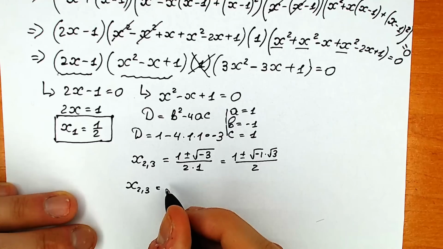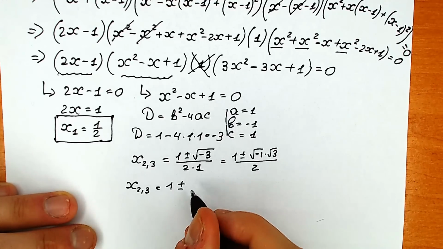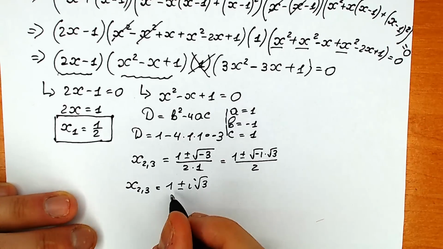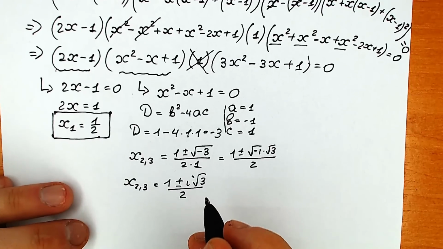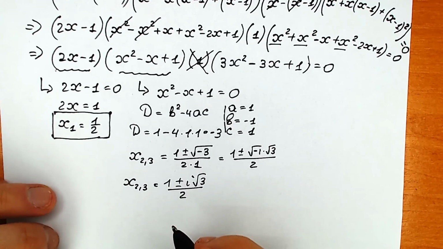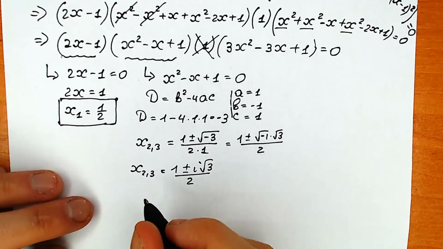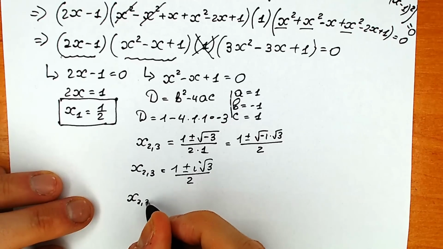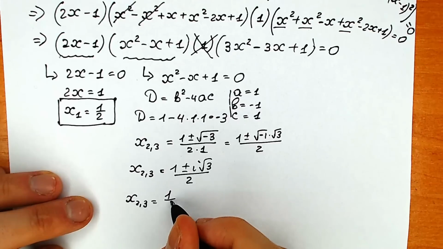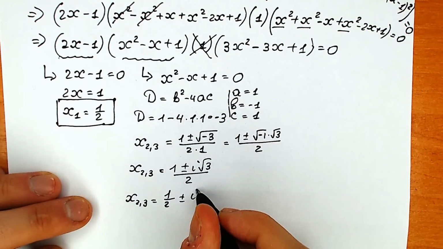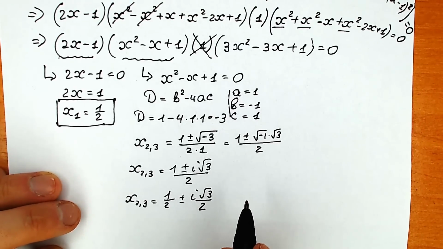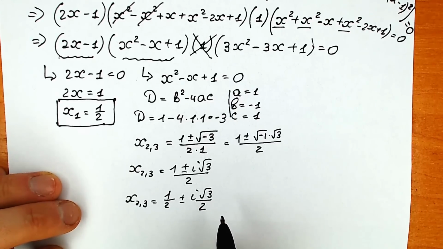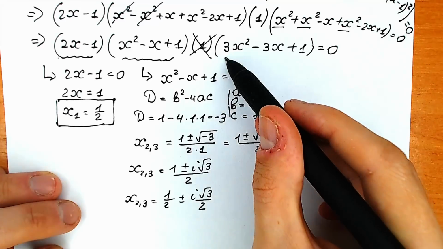As a result we have x second and third. We can easily write it as 1 plus minus i square root of 3 over 2, and for better understanding, when we have complex numbers, we can split it into real part plus minus imaginary part. So we can write x second and third equal to 1/2 plus minus i square root of 3 over 2. We can easily split it by real part and by imaginary part. All right, so I hope you understand this step. Right now the second parenthesis, this one, let's solve it.